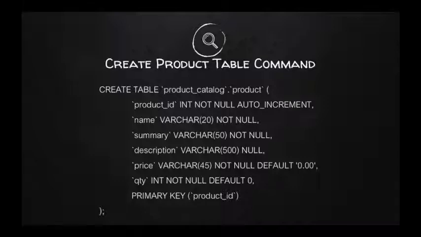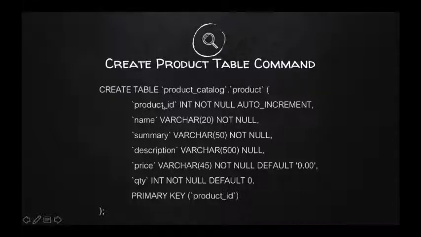So the command to create the product table is create table. Because we've created our database name as product catalog, we do create table, and this is not an apostrophe, it's the back apostrophe, product underscore catalog dot product. So our table name is going to be product. And the table is going to contain a product underscore ID.